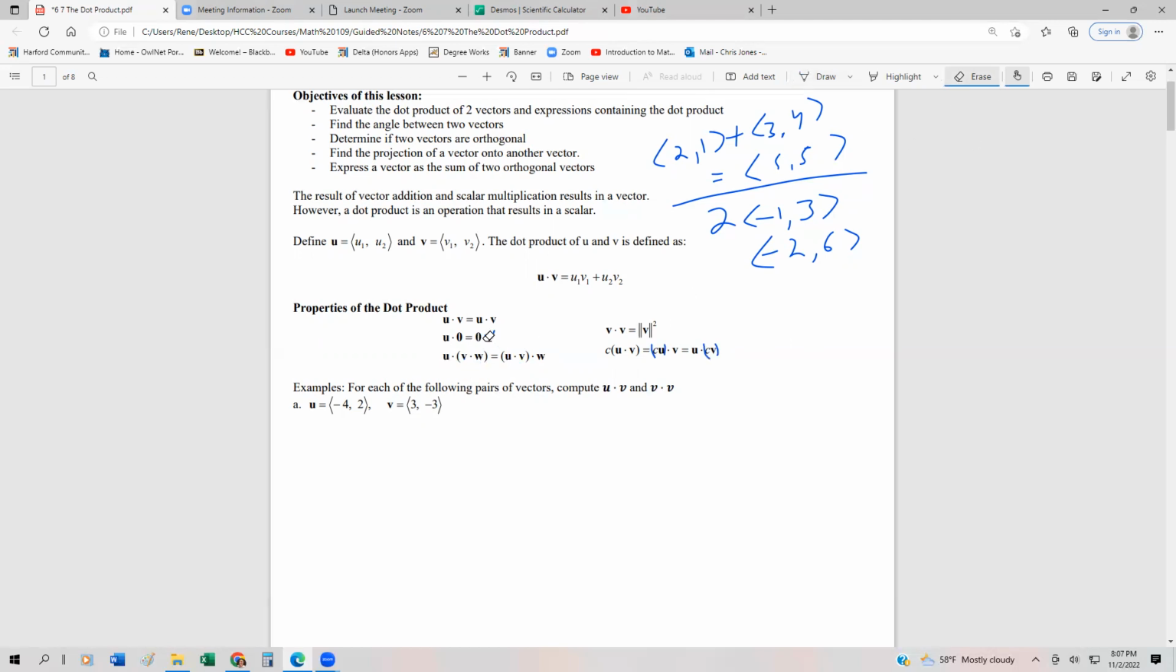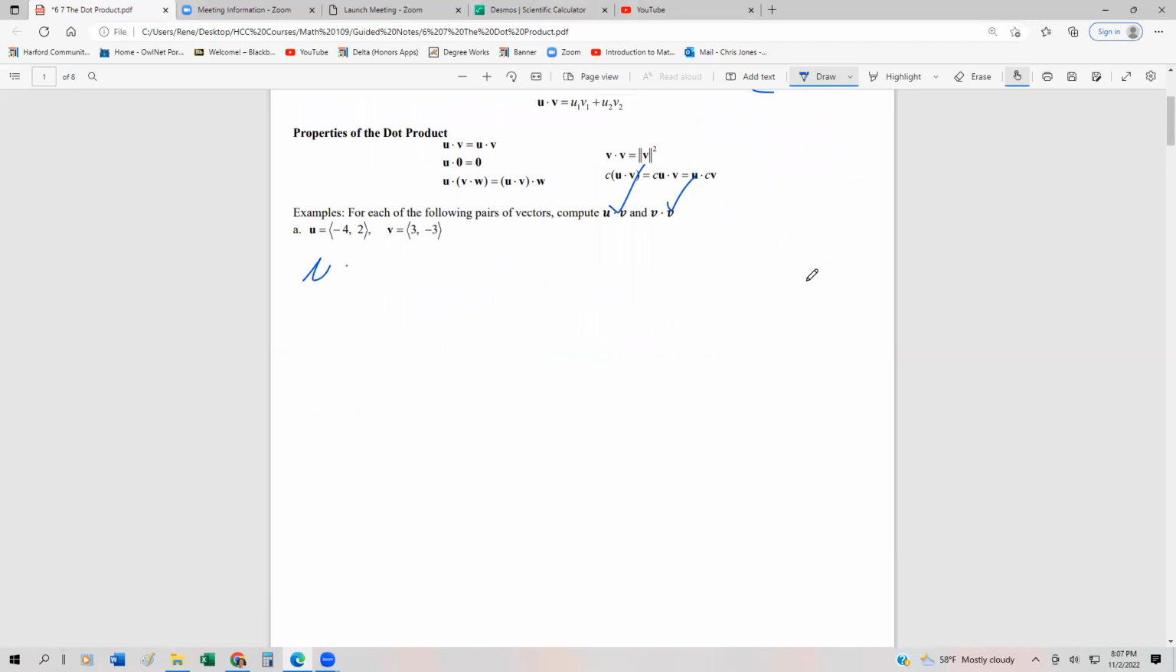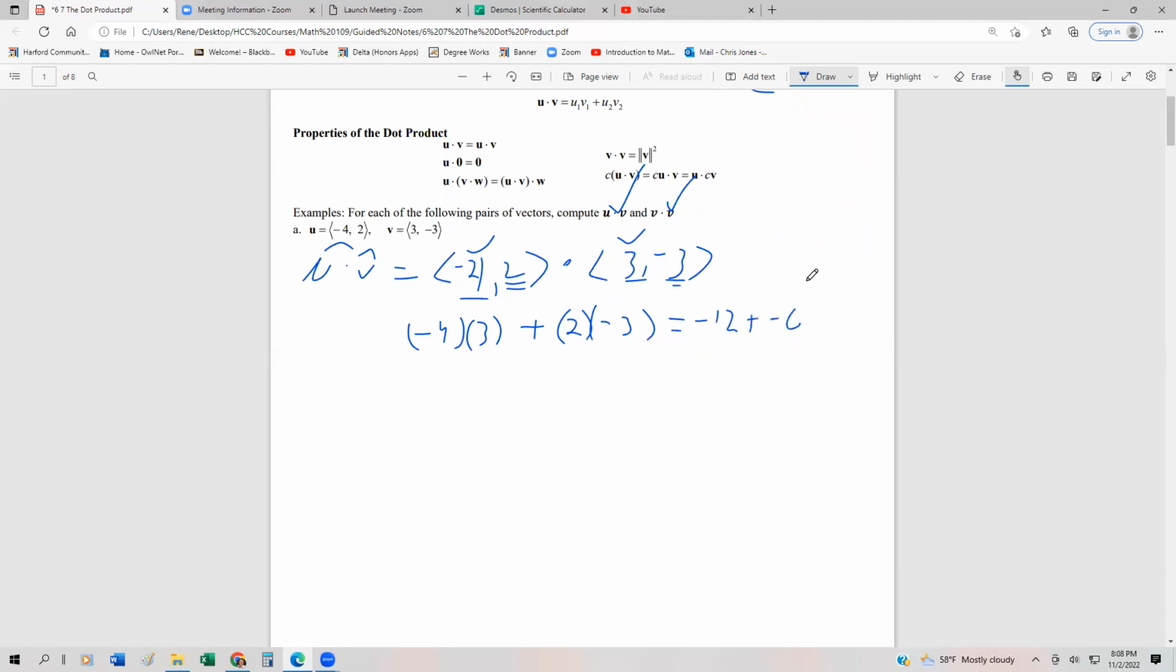So let's go ahead and find a few dot products. It's actually pretty easy, and we'll see that it's a pretty easy operation. We want to find u dot v and v dot v. u dot v is going to be equal to -4, 2 dot 3, -3. That means I'm going to multiply -4 times 3 plus 2 times -3. That gives me -12 plus -6, which is -18.